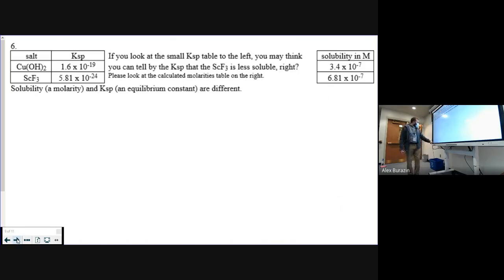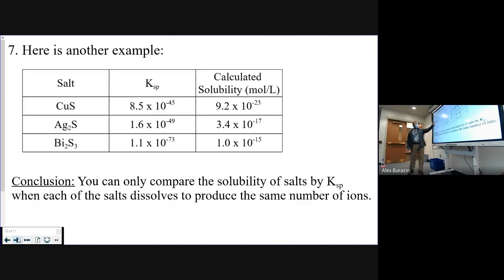Here's another example of the same situation. Copper sulfide, silver sulfide, and bismuth sulfide. This produces two ions, one copper, one sulfide. This produces three ions, two silvers and a sulfide. This produces five ions, two bismuth, three sulfide. If I look at Ksp, this is the biggest. So in theory, it feels like this one should dissolve the most. This is smaller, that's even smaller, 1.1 times 10 to the negative 73.